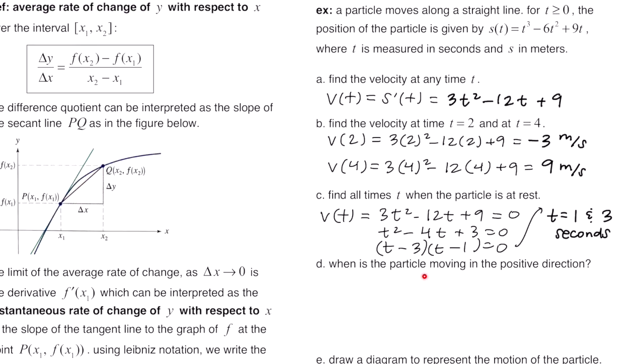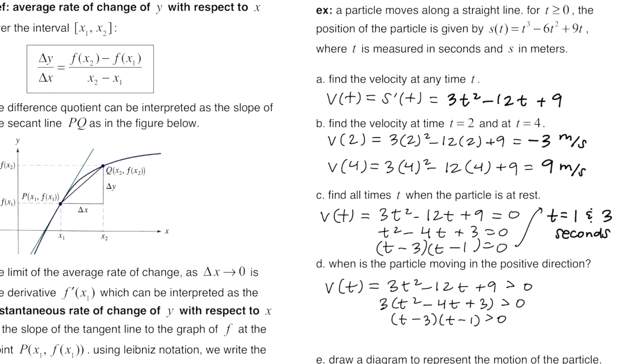Part D says when is the particle moving in the positive direction? To move in the positive direction, that means your velocity is going to be greater than 0. So first I factored out a 3, and I'm going to divide it out from both sides. And now that we've gotten to here, I'm going to set up a number line.